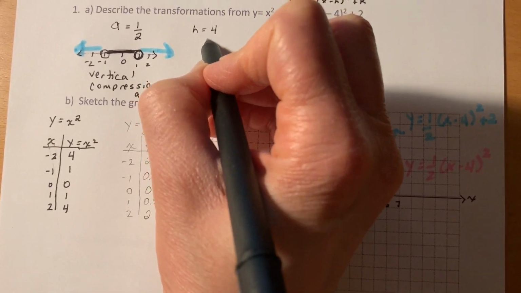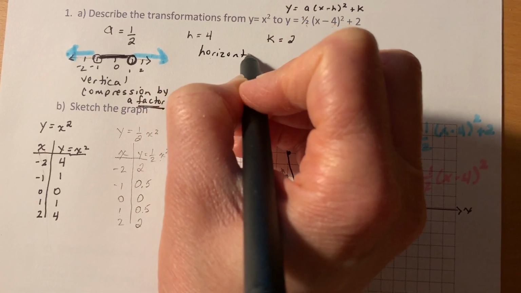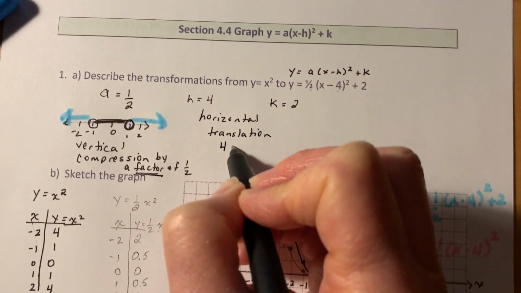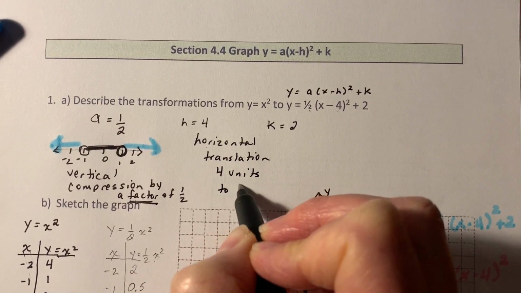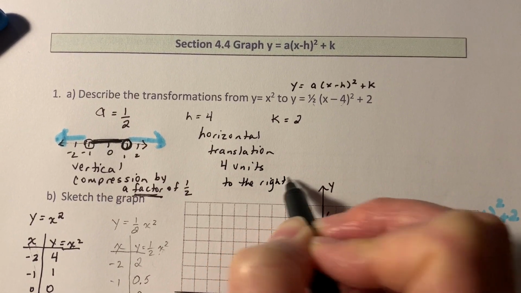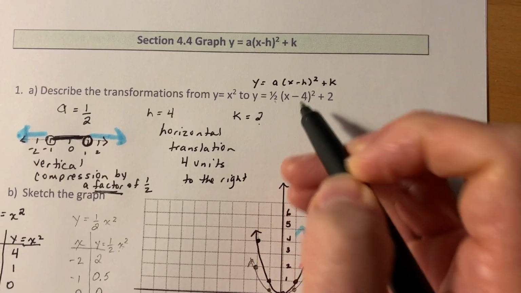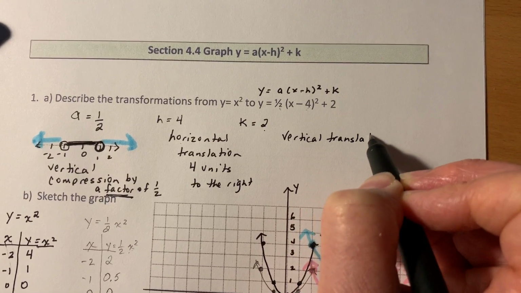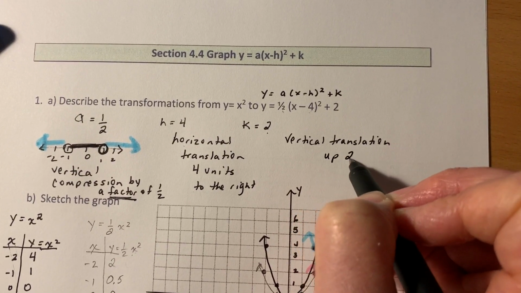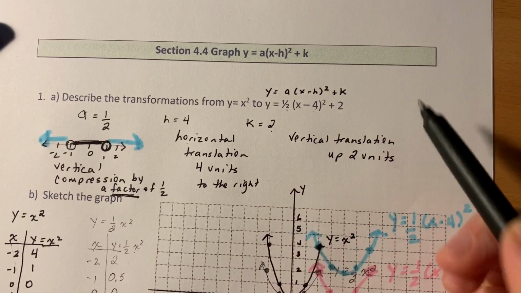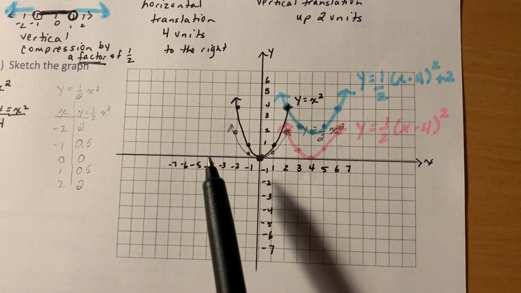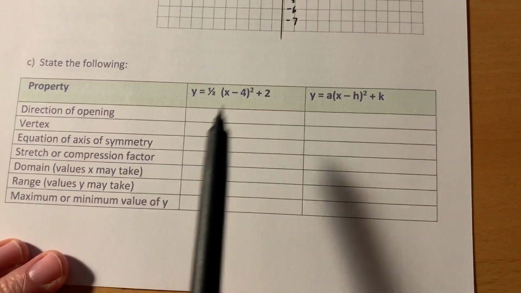This is a horizontal translation 4 units to the right. This is up or down, a vertical translation up 2 units. So now I've described it. I've shown you all the transformations. Now let's look at the properties.